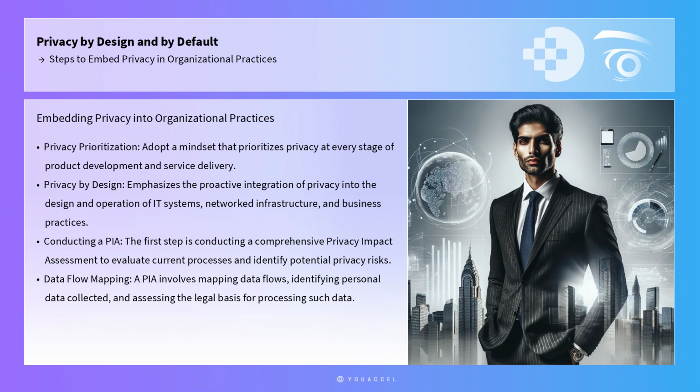The first step in this process is conducting a comprehensive privacy impact assessment. This tool allows an organization to evaluate its current processes, identify potential privacy risks, and develop strategies to mitigate them. A PIA involves mapping data flows, identifying personal data collected, and assessing the legal basis for processing such data.